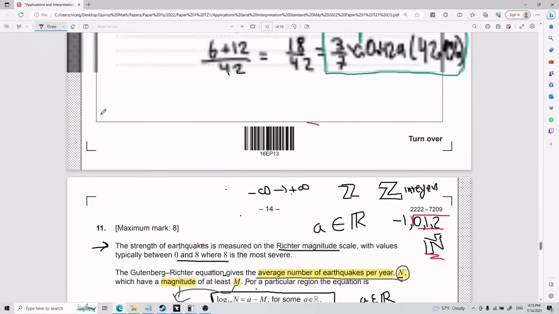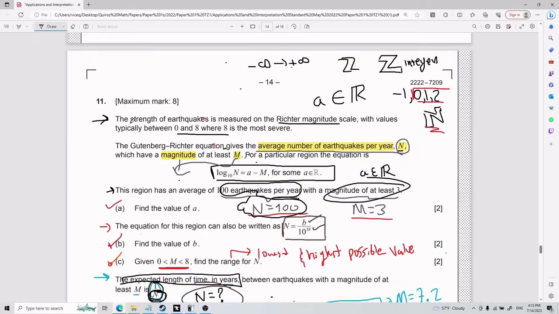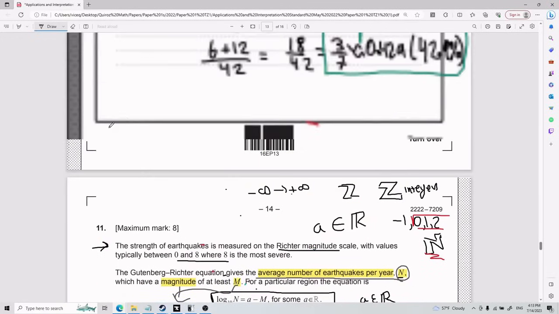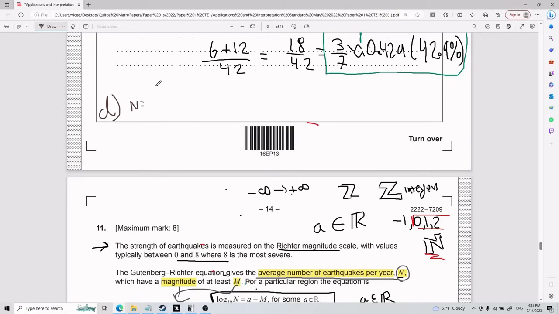I don't really have space. I'm going to do it up here. All right. So what is my n value? N equals b divided by 10 to the power of m. From before, we identified that b is 100,000. We said that m is 7.2.